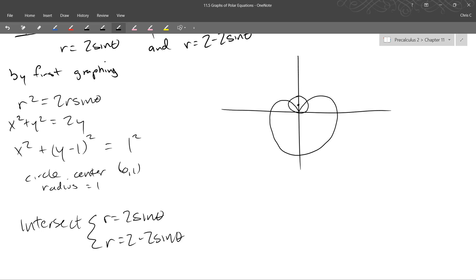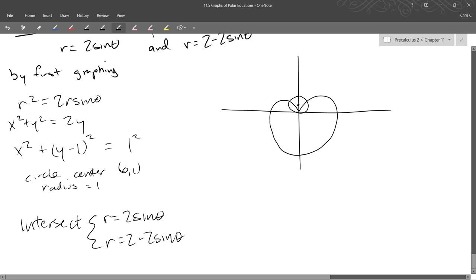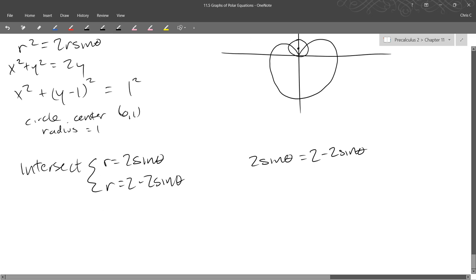Substitution. Most people like substitution more. So solve for a variable in one and plug that into the other one. Wow, they're both solved for r. That's really nice. So we'll just set the two equal to each other. I'm going to set 2 sine theta equal to 2 minus 2 sine theta. So add 2 sine theta, we get 4 sine theta equals 2, sine theta equals 2 over 4, which is 1/2.